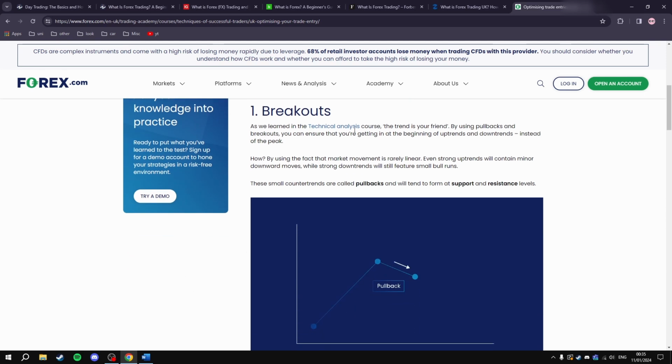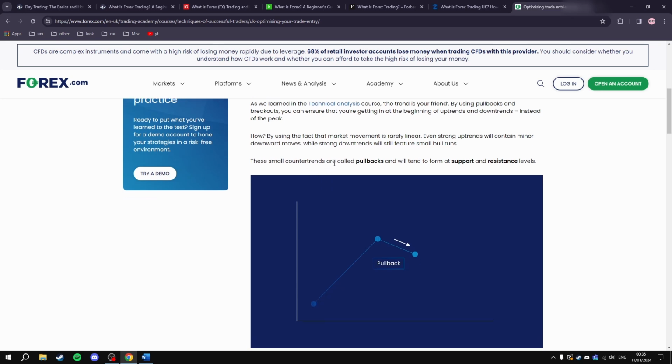Breakouts. As we learned in the technical analysis course, the trend is your friend. By using pullbacks and breakouts, you can ensure that you're getting in at the beginning of uptrends and downtrends instead of at the peak. How? By using the fact that the market movement is rarely linear. Even strong uptrends will contain minor downward moves, while strong downtrends will still feature small bull runs. These small counterpart trends are called pullbacks and will tend to form at the support and resistance levels.